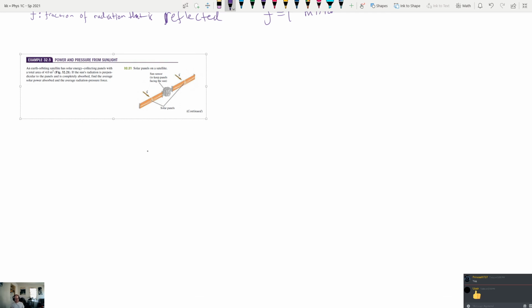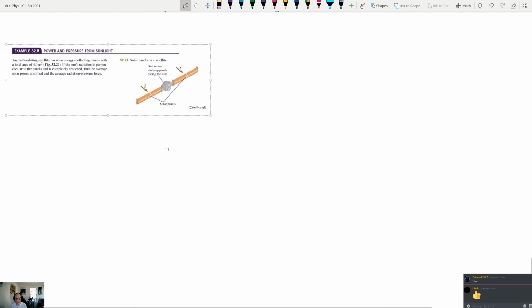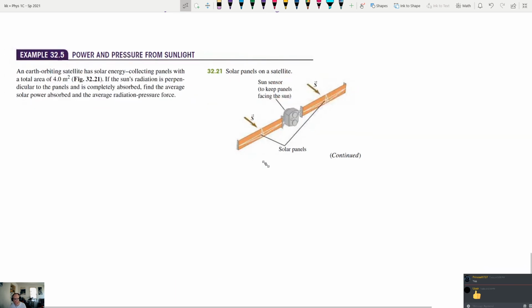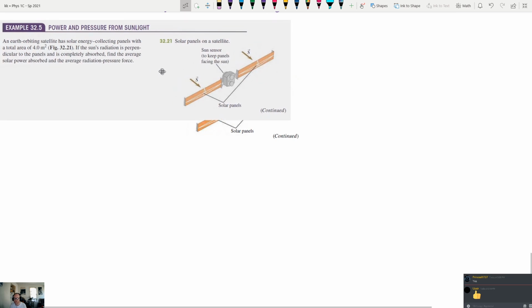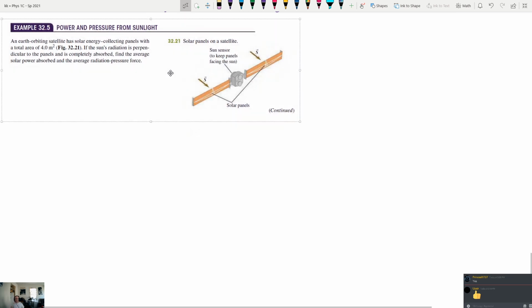So this problem isn't about solar sailing, but we'll talk about it right afterwards. Okay, so I guess we just need to zoom in some. I want to make this bigger. No, there it goes. Okay, it says an Earth orbiting satellite has solar collecting panels with a total area of 4 meters squared. If the sun's radiation is perpendicular to the panels and is completely absorbed, find the average solar power absorbed and the average radiation pressure force.